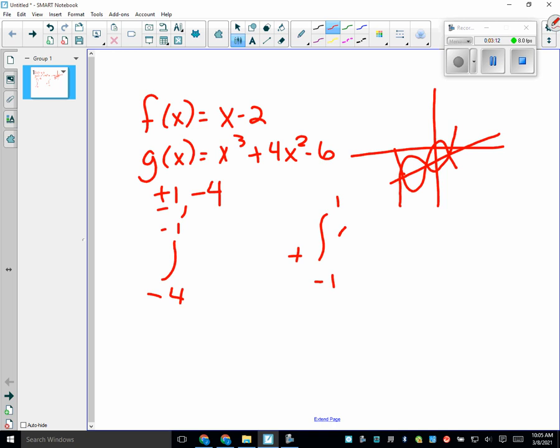So this one is going to be the integral of x minus 2 minus x cubed plus 4x squared minus 6 dx. What happens if I pick the wrong one? I get a negative and I absolute value it. So you are all worried about something that doesn't even matter.